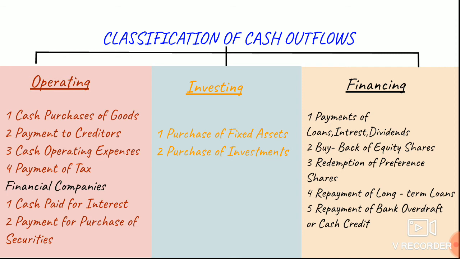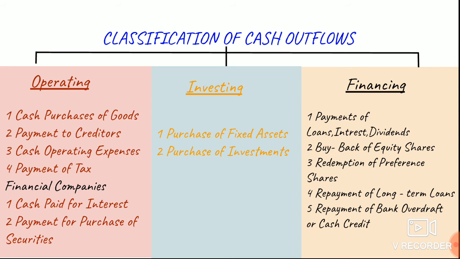Then cash outflows from financing activities would include payment of loans, interest, dividends, then buyback of equity shares from open market, redemption of preference shares, repayment of long-term loans, repayment of bank overdraft or cash credit. All these outflows of cash will be included under financing activities for a normal business.